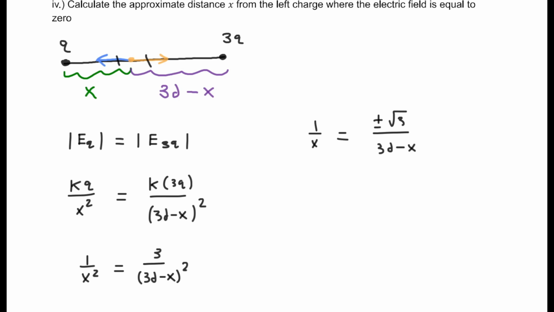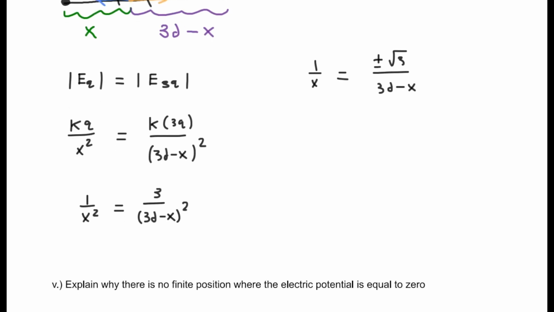There is a more clever approach involving ratios, where you'd know that since the 3q charge is 3 times more charged, it has to be root 3 times farther away. But either way, solving this equation, you'd get x is equal to 1 over 1 plus square root of 3 times d. Or, sorry, this should be a 3 on top: 3 over 3d minus x times d. So you would solve the equation and get that.